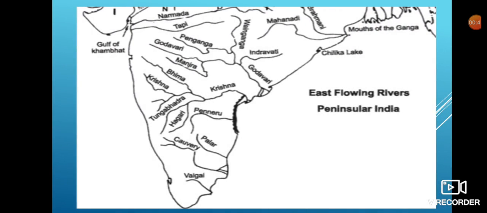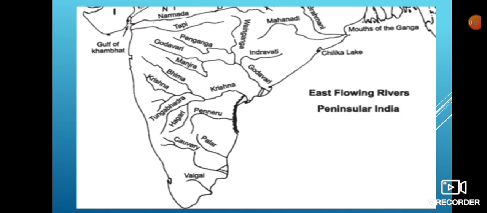Let us see the movement of some of the important rivers on this map. Here you can see river Narmada, which rises from this part, that means from Madhya Pradesh, and it moves towards the western side and drains in the Arabian Sea. At its mouth, the river Narmada forms an estuary.